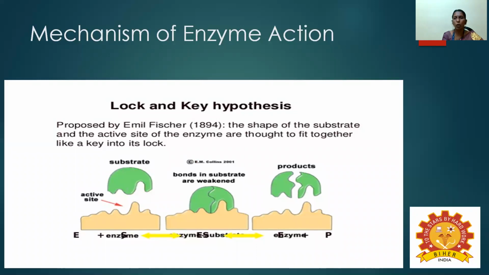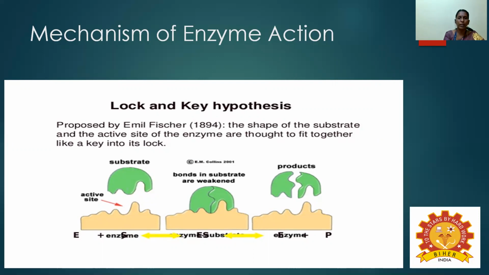There are two important hypotheses. That is called the lock and key model. The lock and key model was proposed by the scientist Emil Fischer in the year 1894. He mentioned that the shape of the substrate and the active site are the two important factors. The substrate acts as a key and the enzyme acts as a lock. So they come and bind, and they fit together.